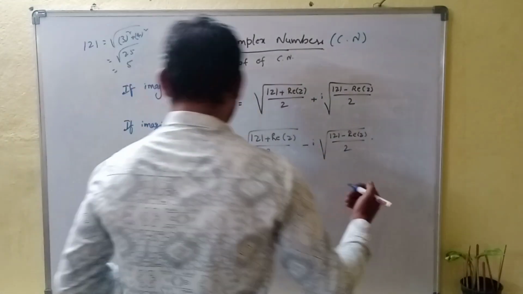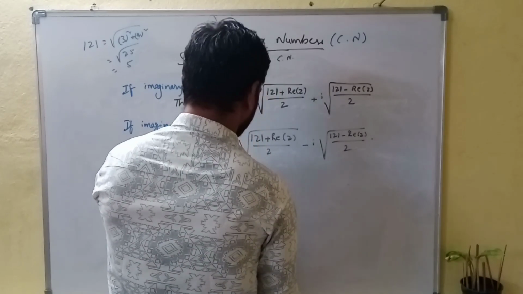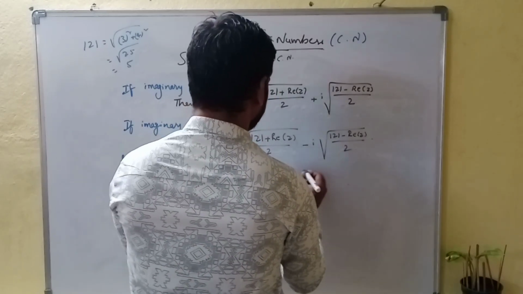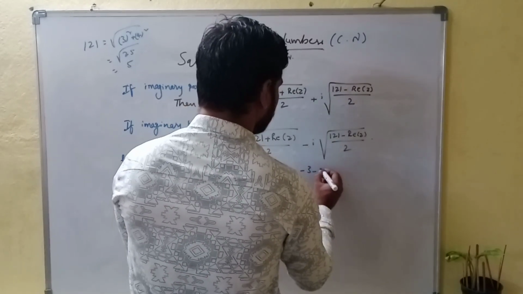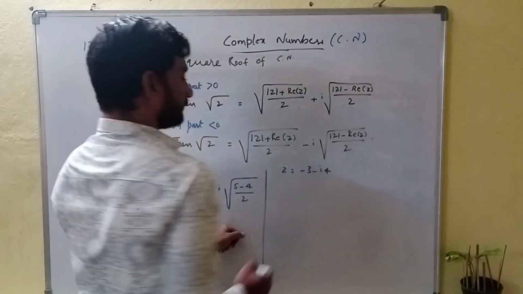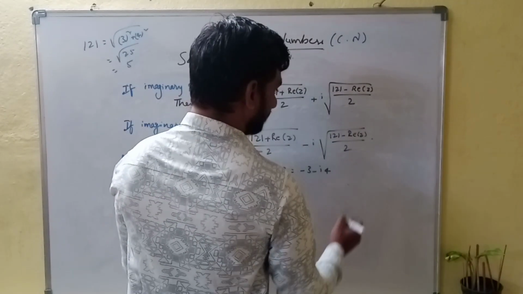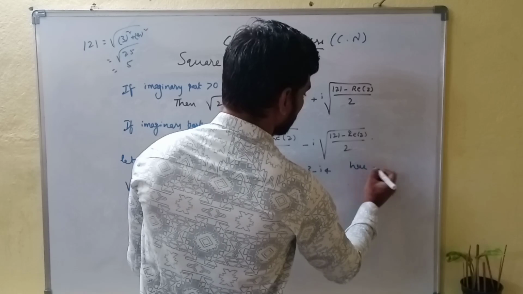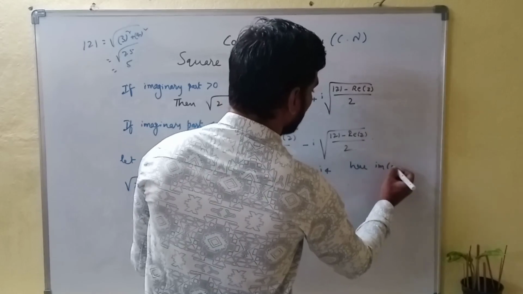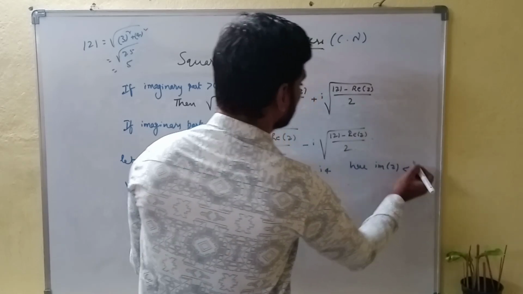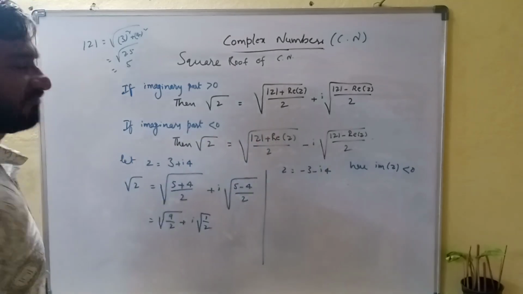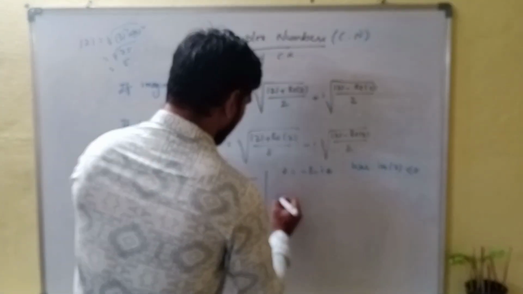Let's solve one more type. If this z is equal to minus 3 minus i4. So here, if you observe the imaginary part, the imaginary part of z is less than 0. So then we use the second formula to find the square root.